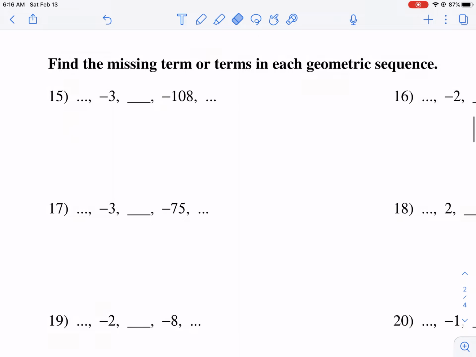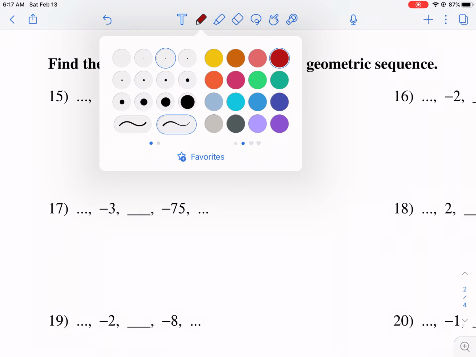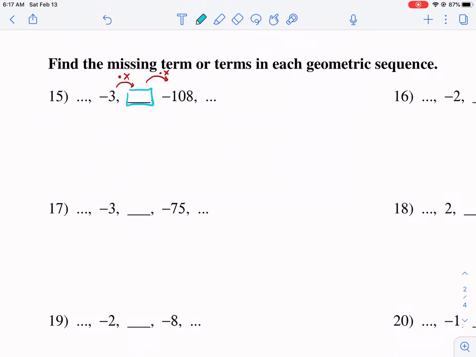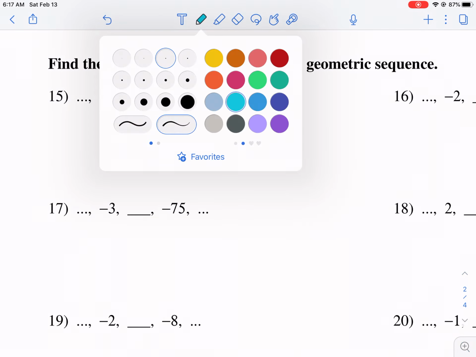So how do we set these problems up? Well, these problems are set up by understanding that we can first find the rate of change, how much it's changing each time, and then use that change to find the next or desired numbers. So let's see here. If we have negative 3, we know that we're going to be multiplying by some number x to get this unknown number, and then we're going to be multiplying by x again to get 108.